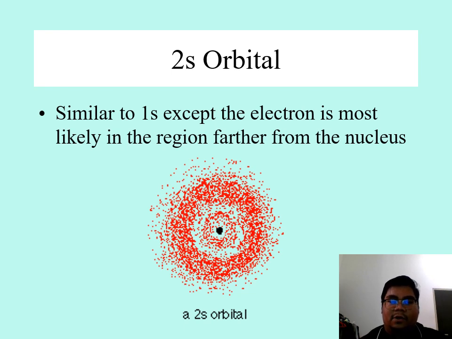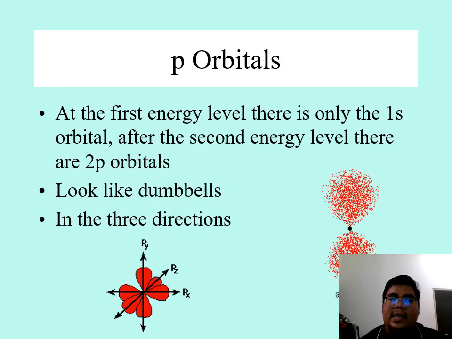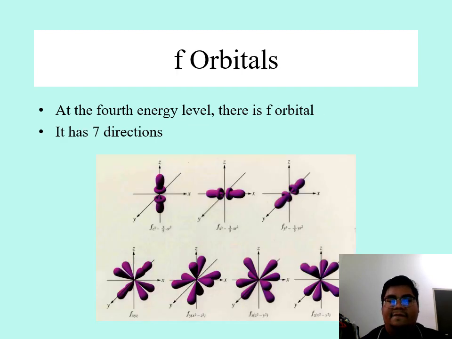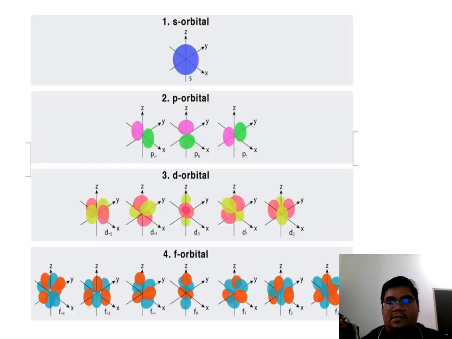So we have a 2s orbital here, which is also a sphere. And then we have the p orbitals. For p orbitals, there are 3 different directions: the x-axis, y-axis, and the z-axis. After the first energy level, there will be a second energy level, and this is where we find the 2p orbitals. And there's a d orbital. This we find at the third energy level, and there are 5 different directions. And f orbitals are at the fourth energy level, and there are 7 directions.